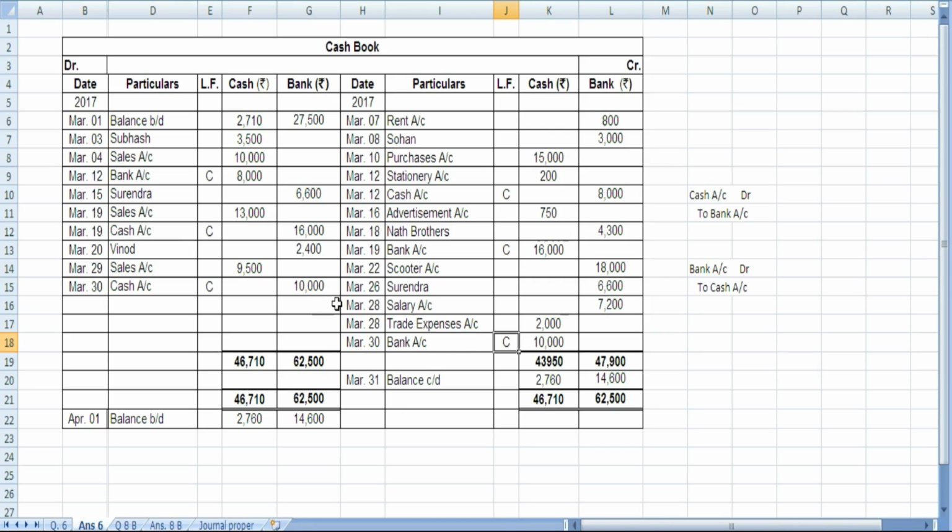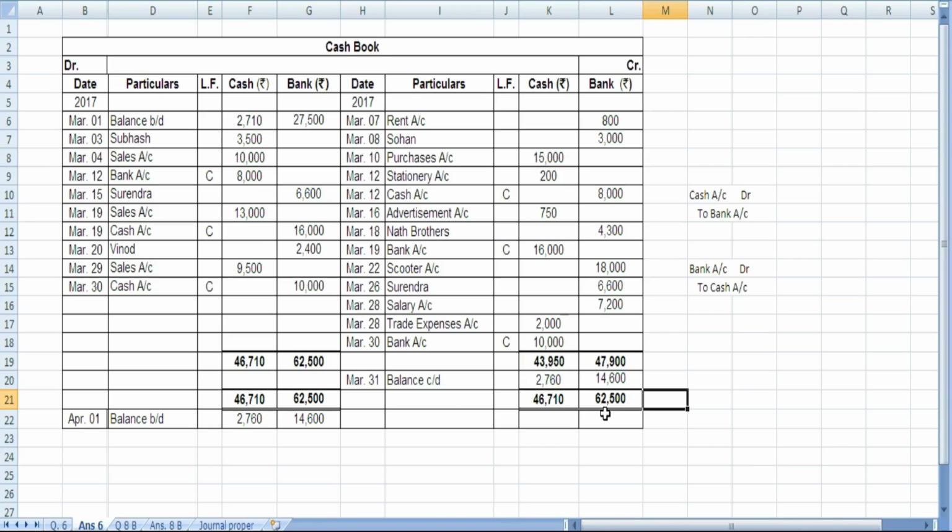Now just like any ledger, we will balance this. For your easiness, I have made it this way. So what you will have to do, we have to total on both the sides. So here if we total on this side, we are getting 46,710, and when we total on this side, first we'll do cash and cash, we are getting 43,950.